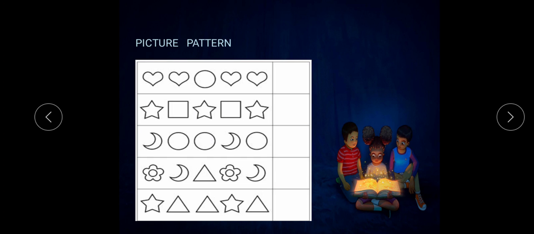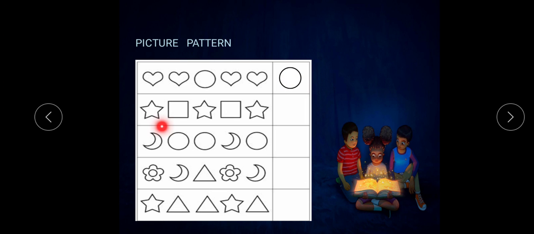questions of picture pattern. Picture pattern means you have to understand the pattern given in the form of pictures. Okay. In the first example, you can see what picture is given, what sequence is given. You have to see the picture and understand the sequence. Here 2 hearts are given, then 1 circle, and again 2 hearts. So what will come next? Yes, you're right, a circle.